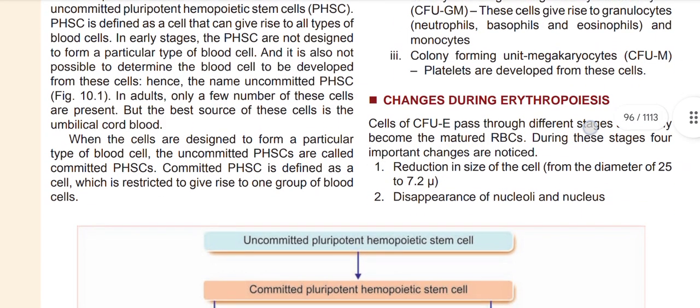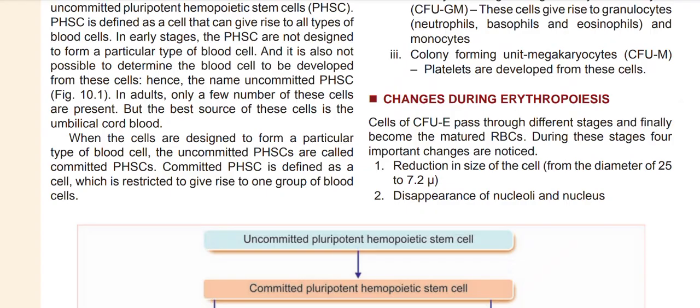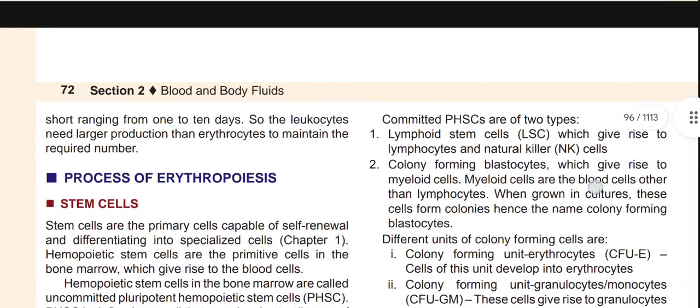When these cells are designed to form a particular group of blood cell, these uncommitted PHSC are then called committed PHSC or committed pluripotent hemopoietic stem cell. So there is conversion of uncommitted pluripotent hemopoietic stem cell to committed pluripotent hemopoietic stem cell. Now, this committed pluripotent hemopoietic stem cell will give a specific type of blood cell.